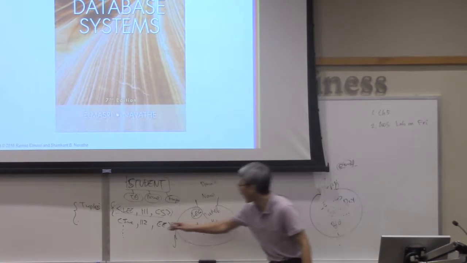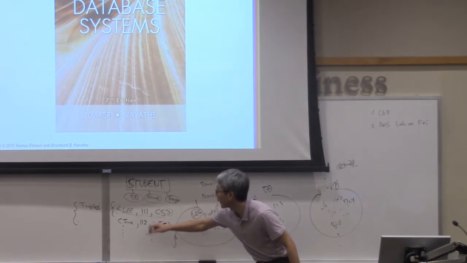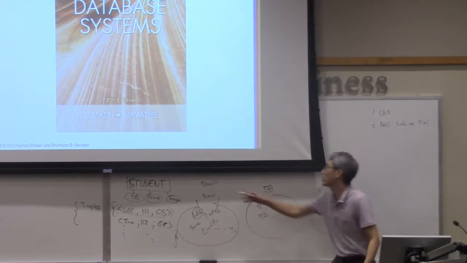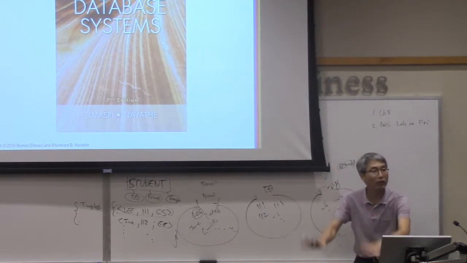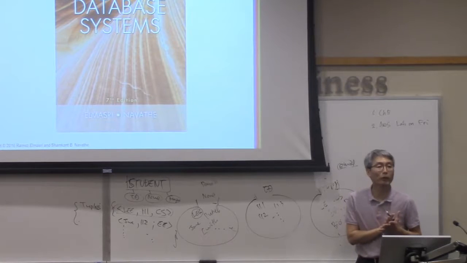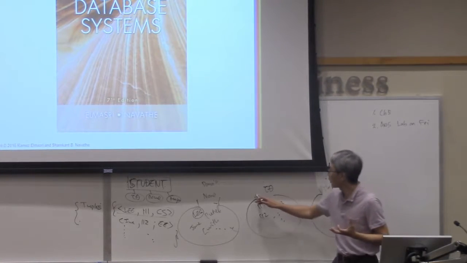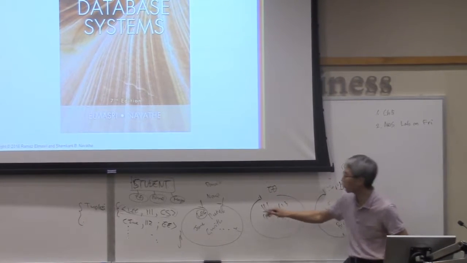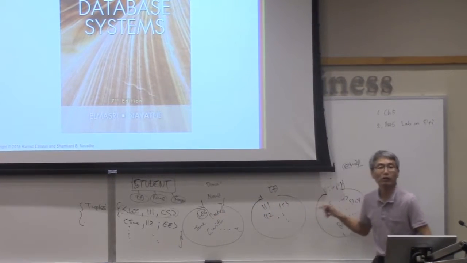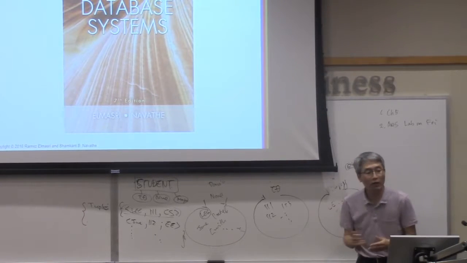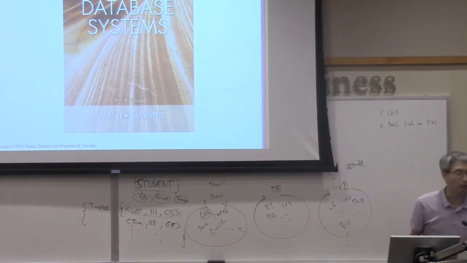Okay. And any data, any tuple you create from this big jar, this domain, it definitely exists. You don't have to worry about the problem of unexpected data, because we are going to pick up the data from the domain. So this is the idea of the relational model.